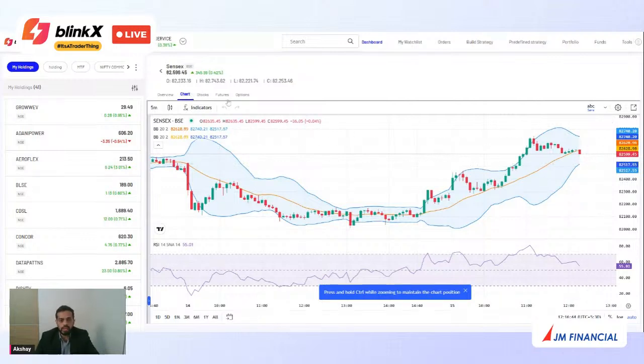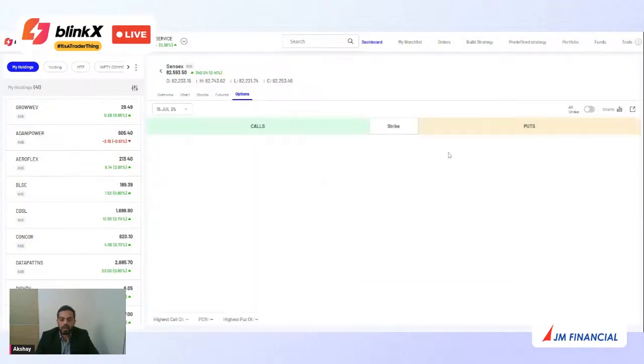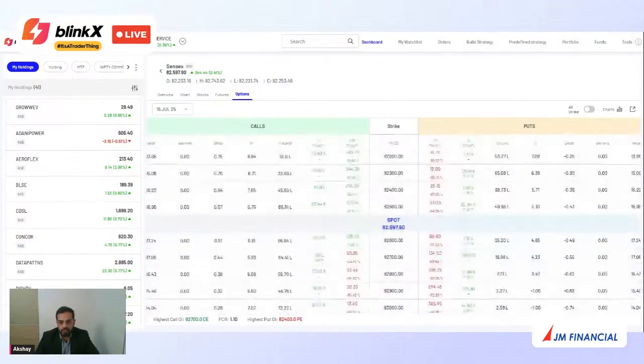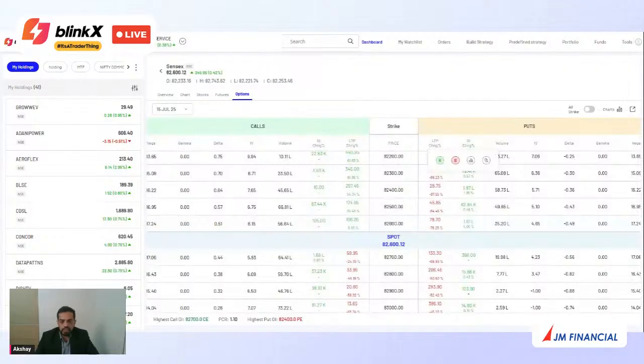Now, next point, what I do is I go to the options to check how the data is playing out in the option segment. So the spot is 82,600. Directly, I first check where the highest open interest in calls and puts are placed.